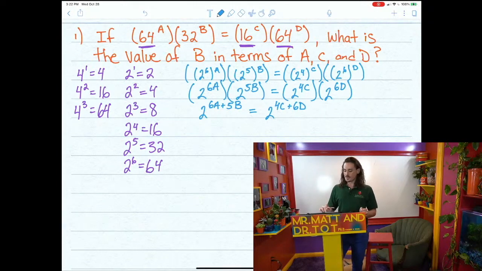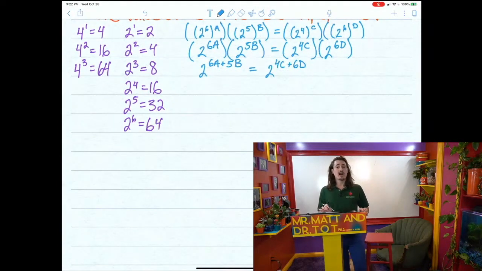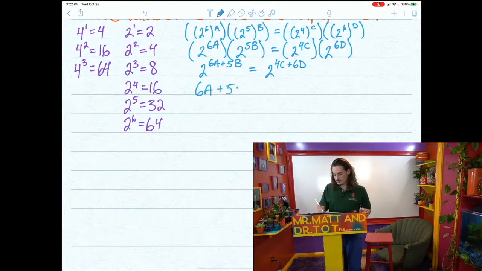Now, we have common bases raised to exponents on opposite sides of an equal sign. So we can drop the bases and equate the exponents directly. So we know that 6a plus 5b must be equal to 4c plus 6d. And the name of the game here, they say, is to isolate for b, or at least that's what they're asking for. So I'm going to subtract away 6a.